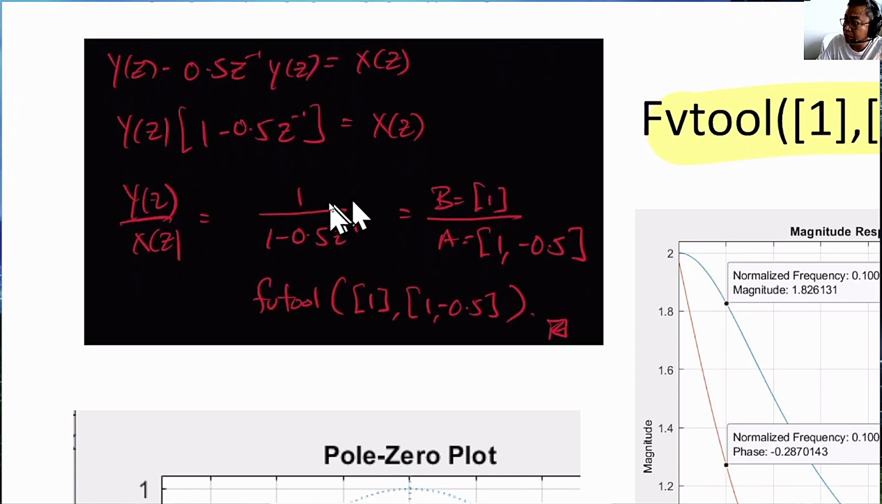So the first one represents 1 times z to the power 0. This 1 and minus 0.5 represents the 1 here, which is 1 times z to the power 0, and 0.5 z to the power minus 1 is here. The minus came from this minus. Once we have the b's and a's, we can plug them into FV2. The b's are 1 in this example, and a's are 1 comma minus 0.5 in this example.